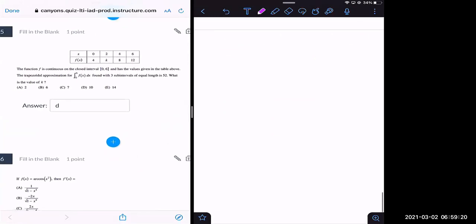that we're really good at. We're really good at the trapezoidal rule, and then they ask it in a slightly confusing way. So they don't tell us K. They want us to find the value of K so that the trapezoidal approximation is equal to 52. So I'm just going to set up the trapezoidal approximation.